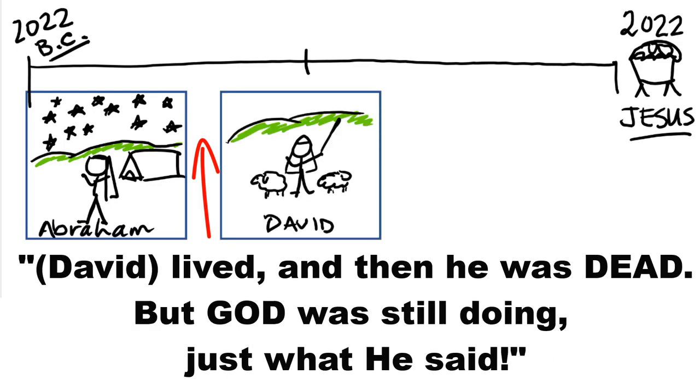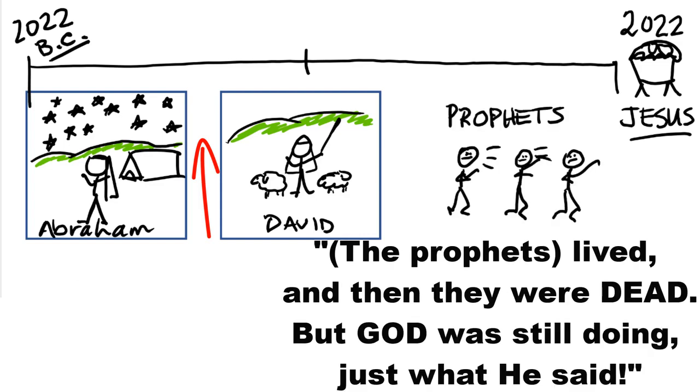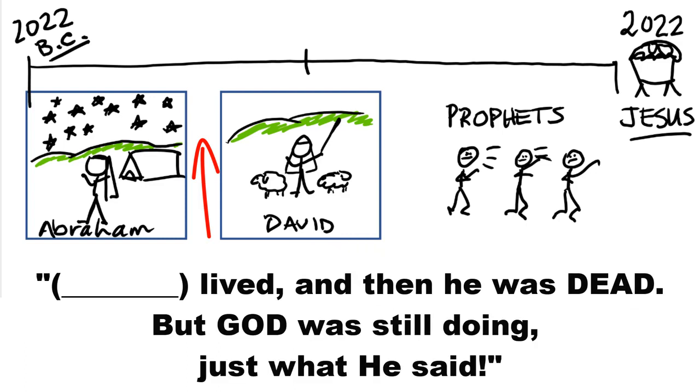David lived and then he was dead, but God was still doing just what he said. The prophets lived and then they were dead, but God was still doing just what he said. I include the hand motions as if the sun were rising when we say lived and as if the sun were setting when we say dead.